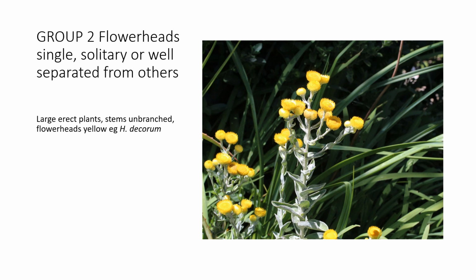Helichrysum decorum has distinctive greyish-green leaves. It's generally an erect plant, but close to the sea, it's more compact and shrubby, shaped by the wind.